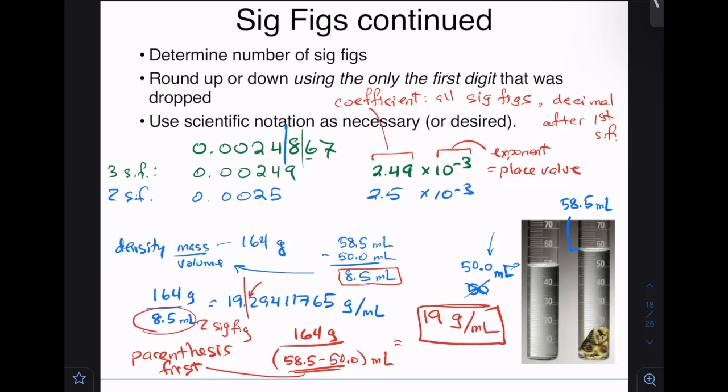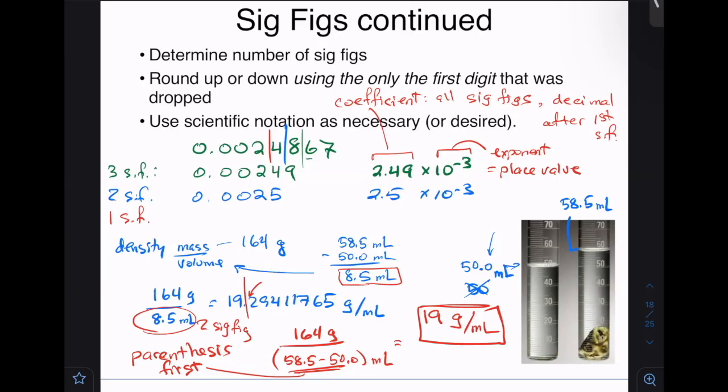And what if we only wanted to report this as 1 sig fig? This is a little trickier. So now my cutoff is here after the 2. I only look at the 4 for rounding. What I don't do is say, oh, well, there is an 8 there, and the 8 is going to round that 4 up to a 5, and then that 5 is going to round my 2 up to a 3.